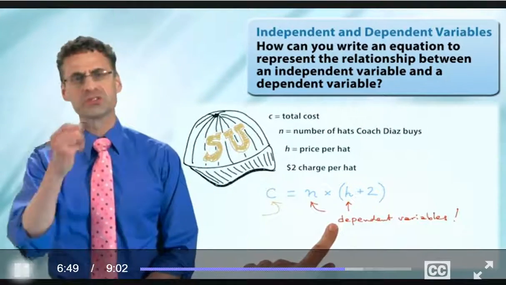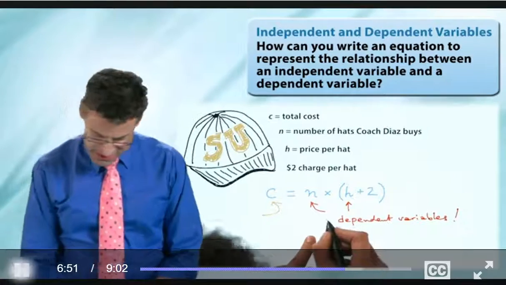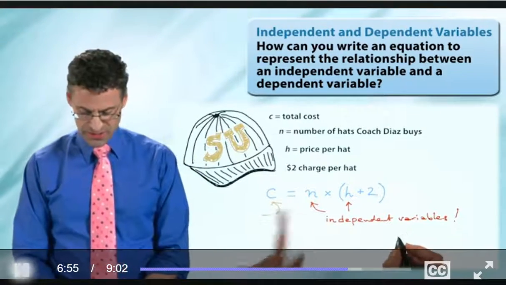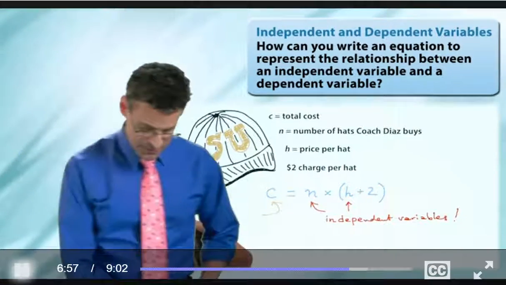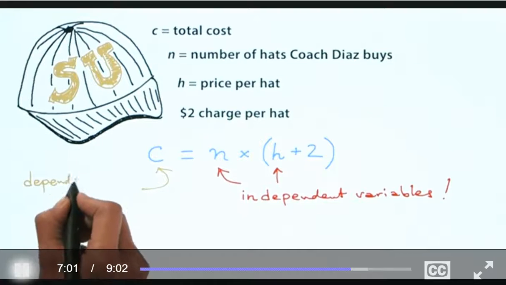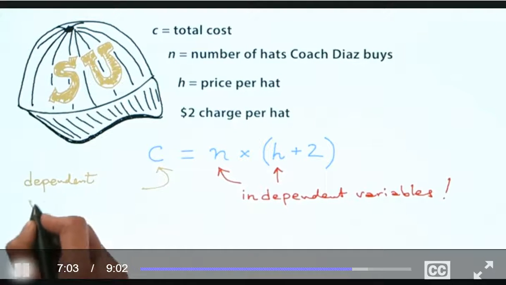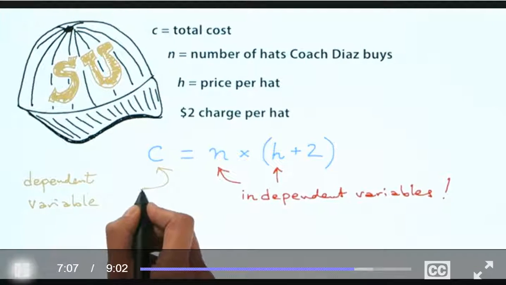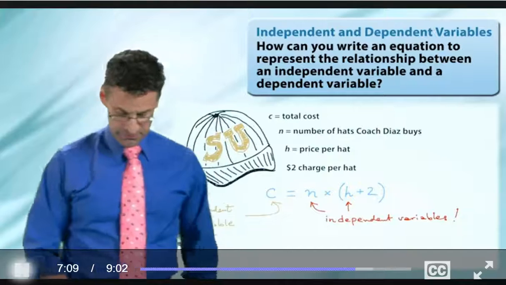Why did I write dependent? Why did you let me write that? This should be independent. It doesn't depend on anything. Those are the given things. But this is the dependent one, the dependent variable. Making mistakes, of course, is good. So I guess I'm not too upset.